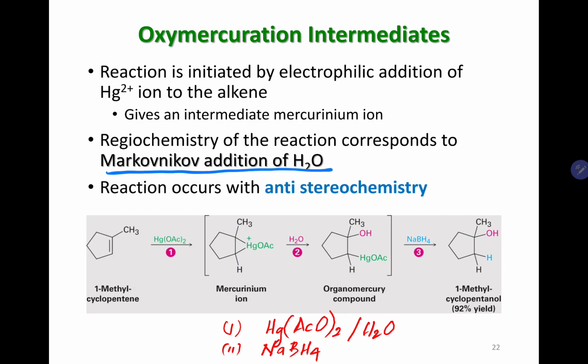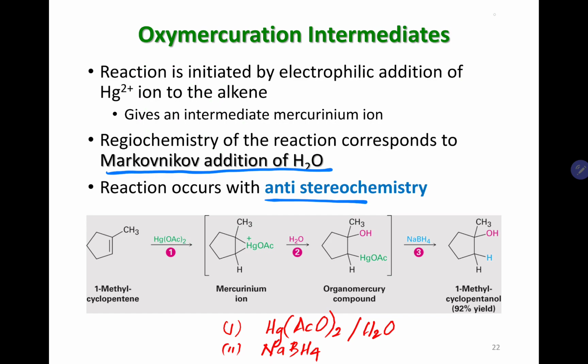And also the other important thing is that the products tend to look like trans, or in other words, the hydrogen and the OH group are going to be on opposite planes if you have a cyclic product. So those are the two things that we have to worry about: the Markovnikov addition and the anti-stereochemistry. We saw anti-stereochemistry before during the halohydrin formation.